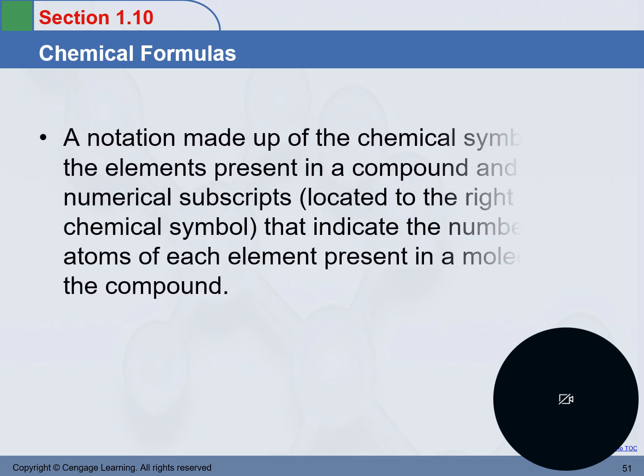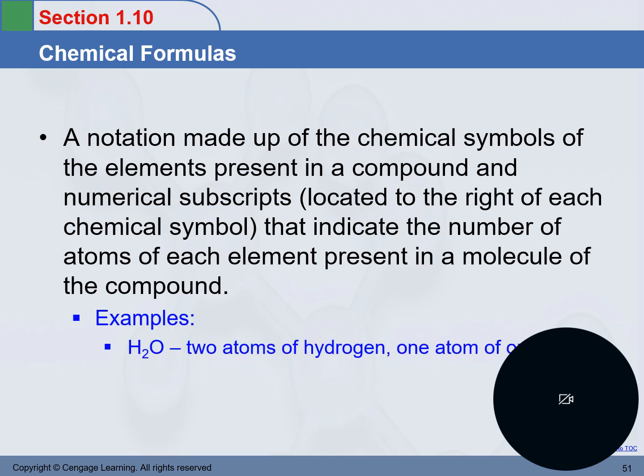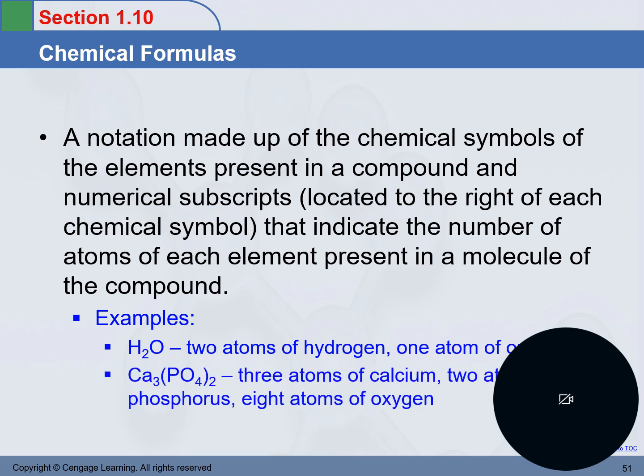Our last section, chemical formulas. This is a notation made up of chemical symbols of elements represented in a compound and contain subscripts located down to the bottom right of each chemical symbol that indicate the number of atoms present in a particular molecule or compound. A couple examples. H2O, notice there's 2 hydrogen per every 1 oxygen. Here's another one that has a polyatomic ion in it. This is calcium phosphate. There are 3 calciums, and then you got to be careful because this 2 gets distributed to everything in here. So there's actually 2 phosphates and 8 oxygens.